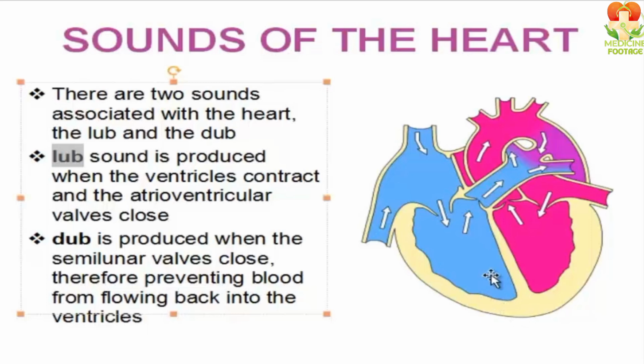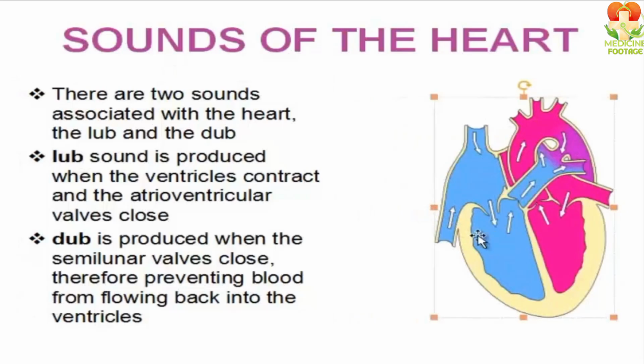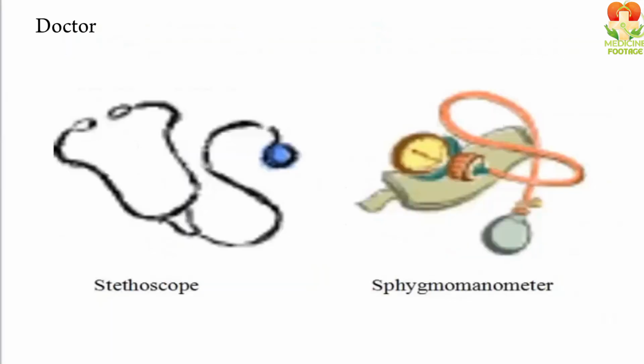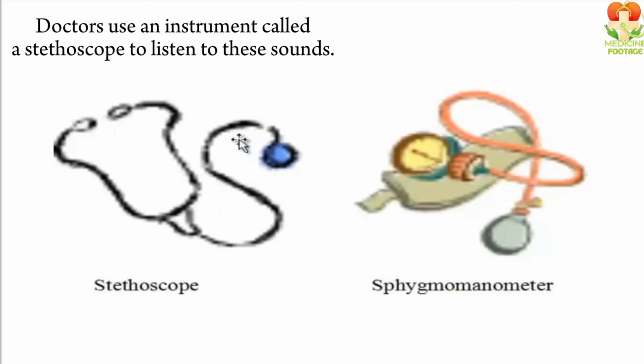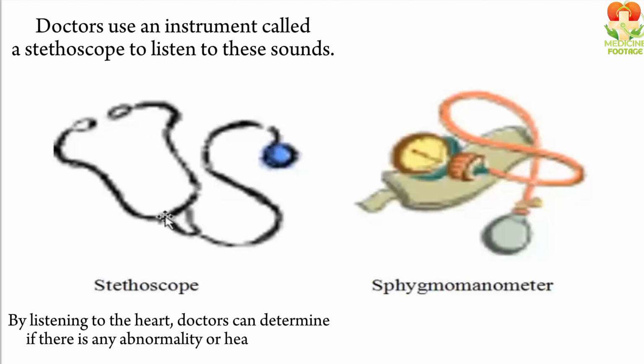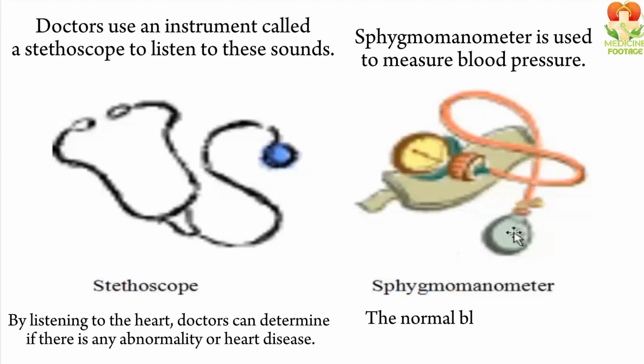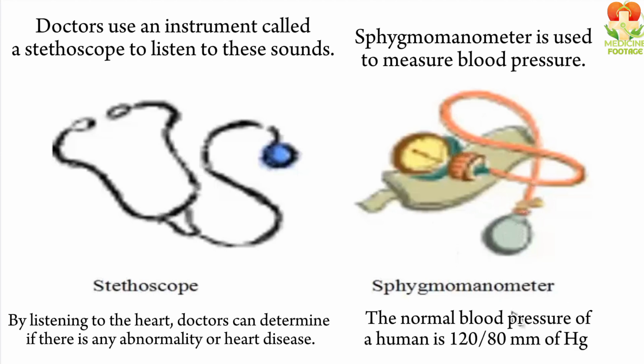If someone asks you about these sounds, you can tell them that the lub sound occurs when the heart contracts and the dub sound occurs when it relaxes. Doctors use an instrument called a stethoscope to listen to these sounds. By listening to the heart, doctors can determine if there is any abnormality or heart disease. Another instrument is the sphygmomanometer. Sphygmomanometer is used to measure blood pressure. The normal blood pressure of a human is 120 by 80 millimeter of mercury.